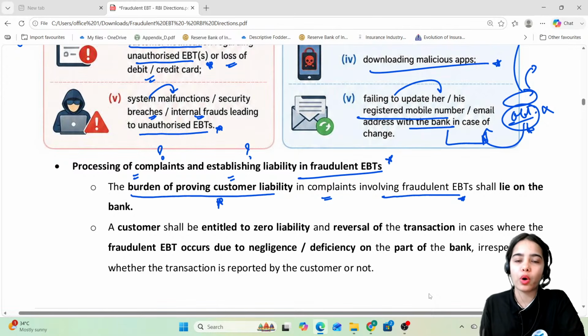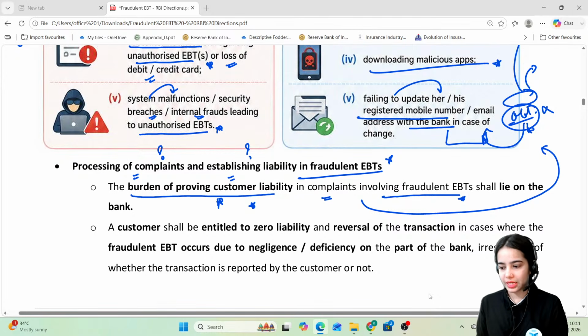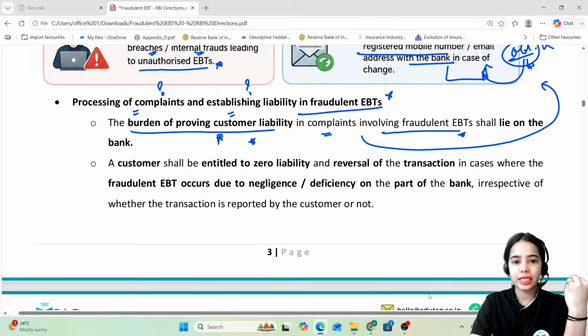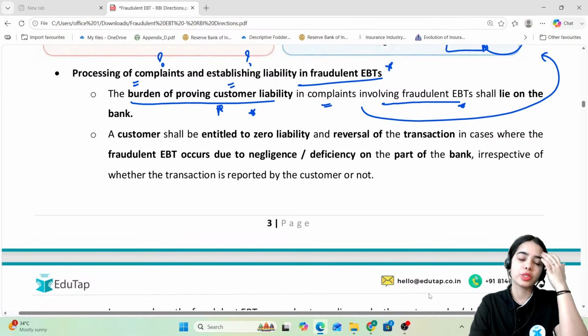So it is the responsibility of the bank to prove the customer liability, that it is the negligence of the customer that has led to the fraudulent electronic banking transaction. So whose responsibility is it to prove the customer liability? It is the responsibility of the bank.